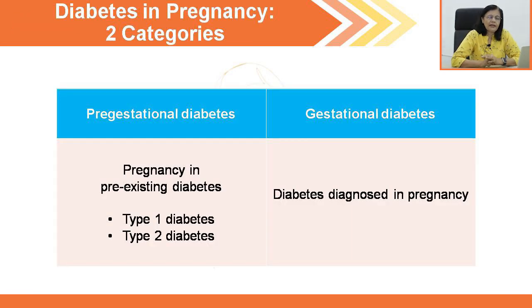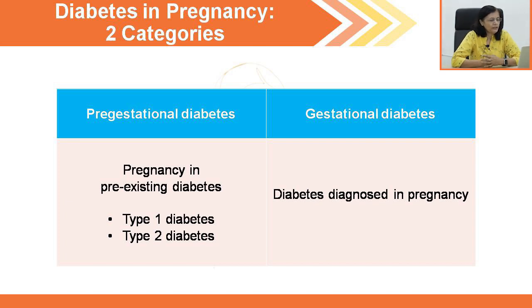Now diabetes in pregnancy has two categories. Either the pregnant female is having diabetes before the conception, that is pre-gestational diabetes. She might be suffering from either type 1 diabetes or type 2 diabetes, or if the diabetes is diagnosed for the first time in pregnancy, then we call it gestational diabetes mellitus. So both situations may be there.